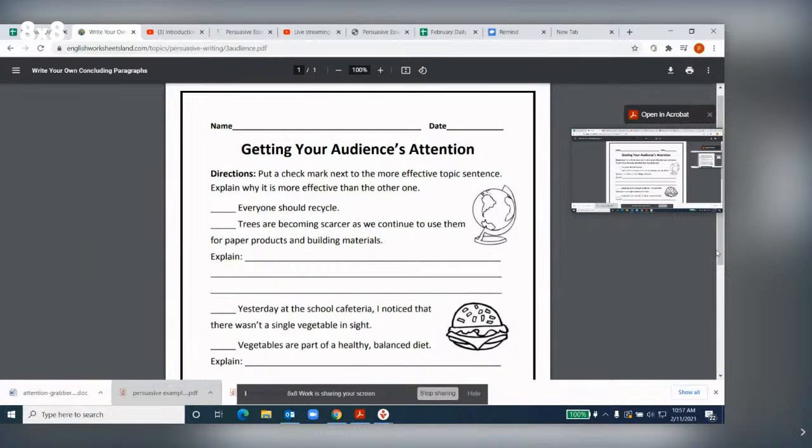gives you a little more information. It tells you, because we're using so much paper, trees are becoming scarcer. And not only are we using trees for paper products, but we're also using them for building materials. So that one gives you a little more information.